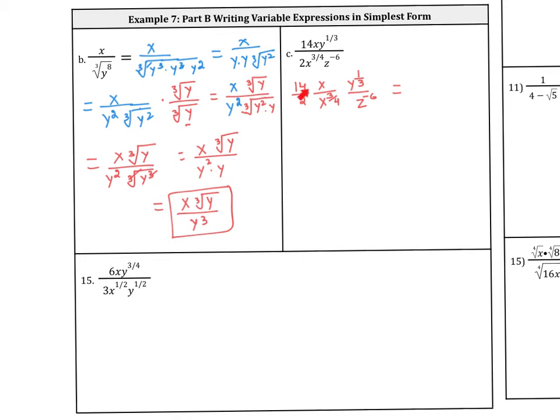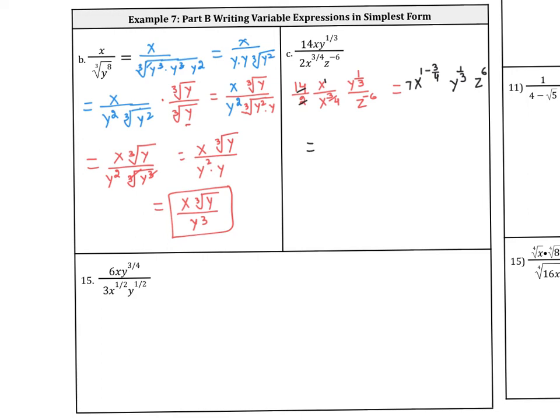14 divided by 2 is going to be 7. x to the power 1 minus 3 over 4. Whenever you are bringing the bottom to the top, you're going to subtract the bottom power from the top exponent. And the next one is y to the power 1 over 3. And the last one is this z to the power negative 6 that I'm going to bring to the top, and it will become a positive exponent.